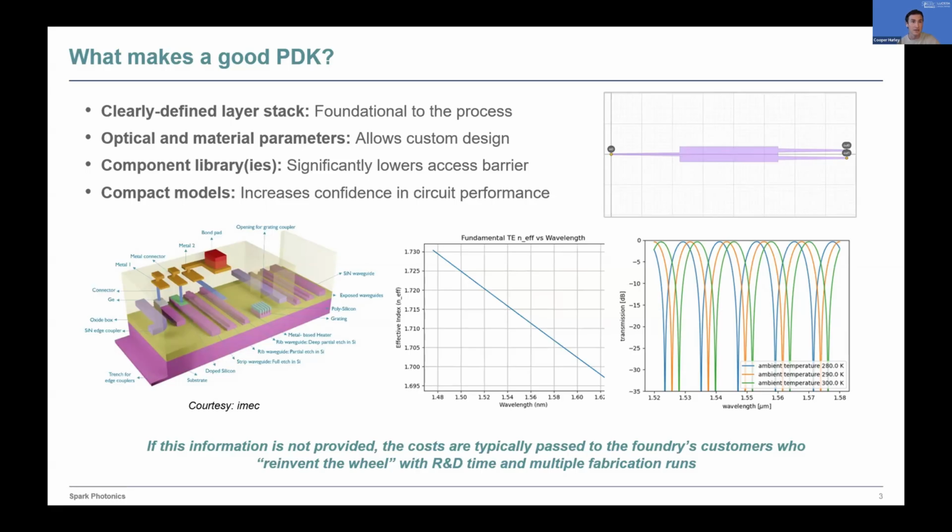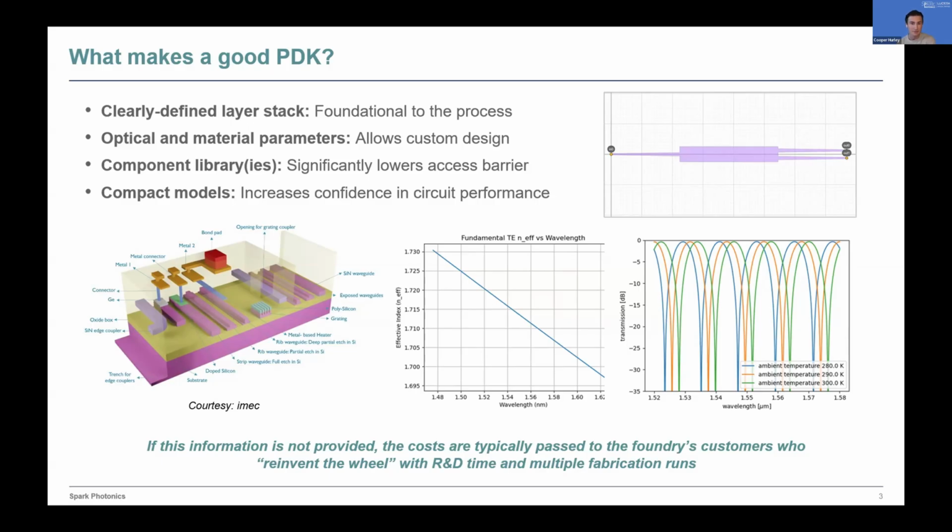compact models. When any of this information additionally is not provided, there's an indirect cost passed on to users, whether it's excessive R&D costs, multiple fab runs to get their components right, or long timelines from chaining multiple fab runs end to end. It's best to not have your customers essentially reinvent the wheel every time they want to design something.